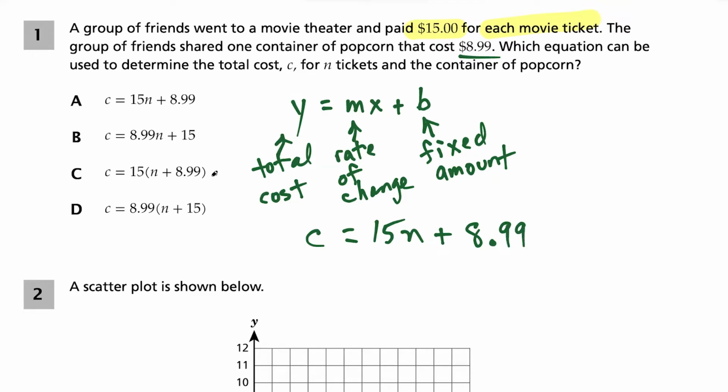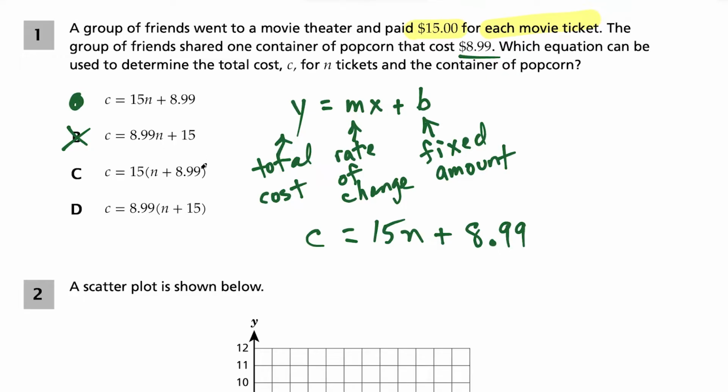And now we just scan the answer choices, and let's see. C equals, we have 15N plus $8.99. Choice A is our answer. The problem with choice B is that the $8.99 is attached to the variable, but that's not the rate of change. That's the fixed amount. So that's why this one is no good.